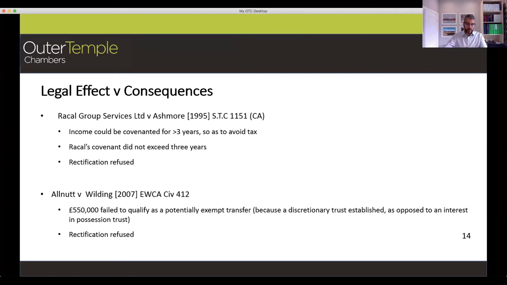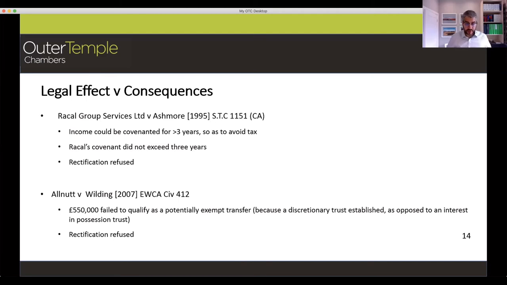Second case, Allnut and Wilding. This was a strange claim where the applicant wanted to make a potentially exempt transfer, but failed to do that properly because they set up a discretionary trust and not what they're aiming for, should have done, I gather, which is an interest in possession trust. So it was said, look, my instructions were to effect a potentially exempt transfer. The instrument doesn't reflect what I wanted to do, and therefore the settlement should be rectified. And they couldn't set it aside for mistake, because the result of that would have been that the funds would have still formed part of the settlor's estate.